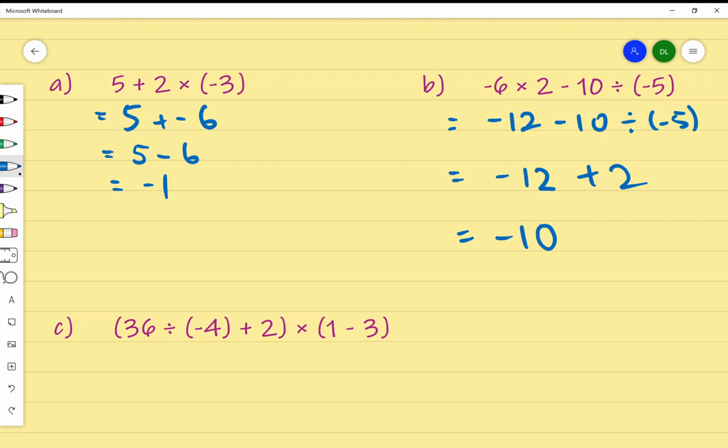So this one's really testing your understanding of whether you can apply BODMAS with negative numbers. So I want you to write it down. If you've written it down already, if you feel like you've got a little bit of time, give it a go. Otherwise, we'll go through it as a class.